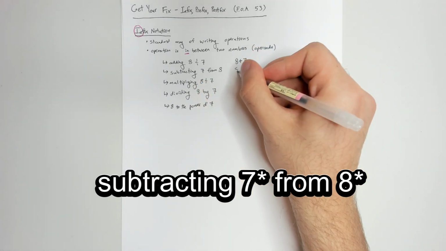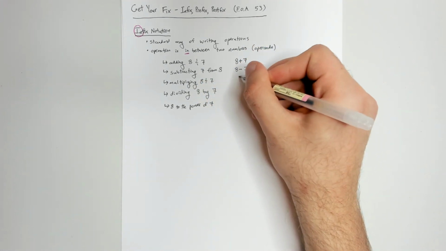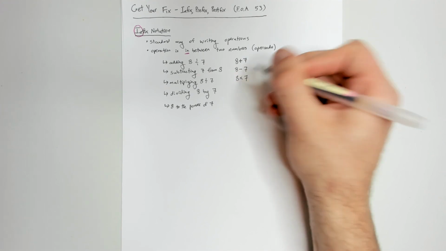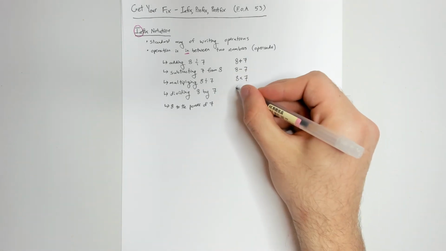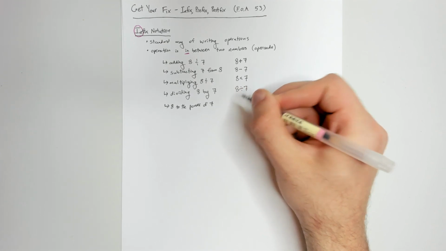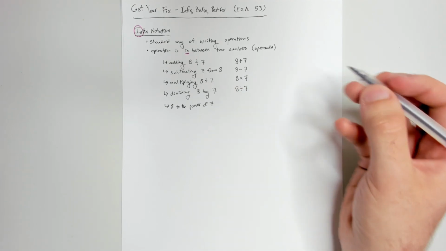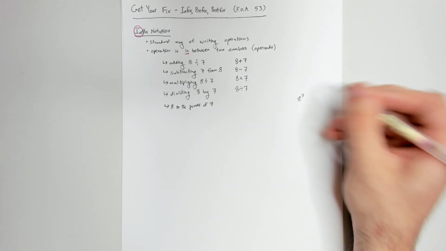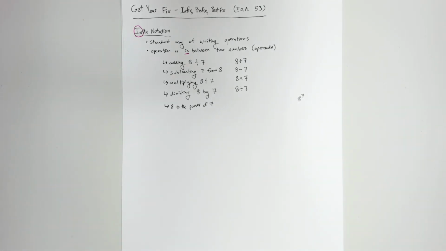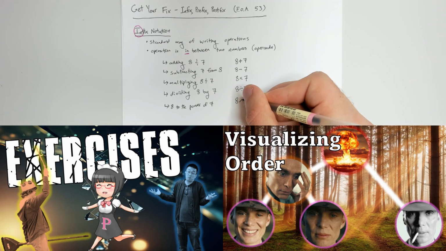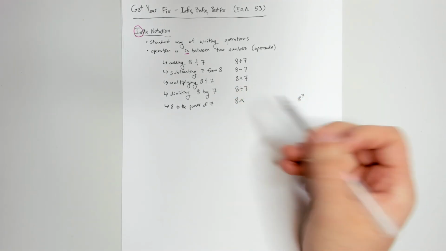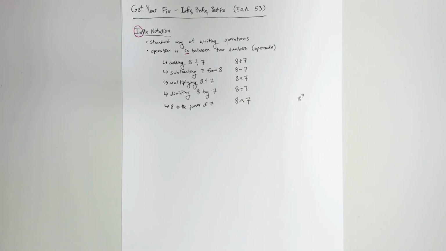Subtracting 8 from 7 looks like this. Multiplying 8 by 7 looks like that. This is all just for reference because we're about to change what we're doing here. Dividing 8 by 7 looks like that. And doing 8 to the power of 7, oftentimes we'll write that as this. But if we want to write this in an infix notation where we put an operation in between the two numbers it's affecting, we've seen in previous videos that we sometimes use the caret symbol.